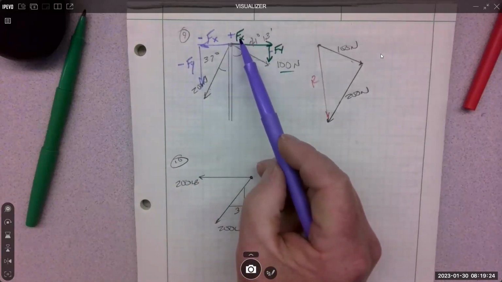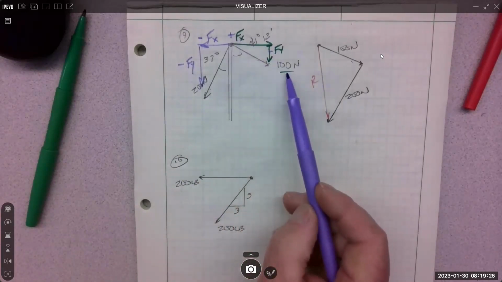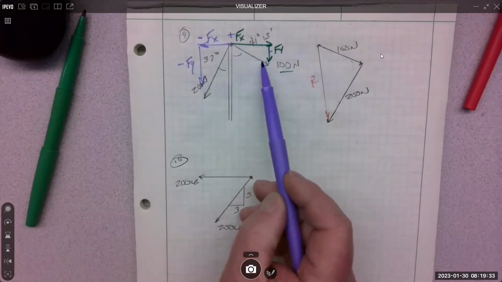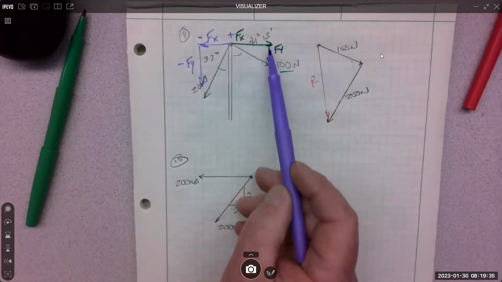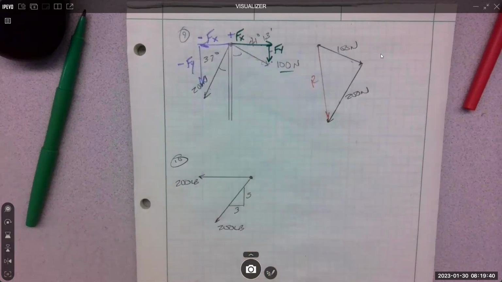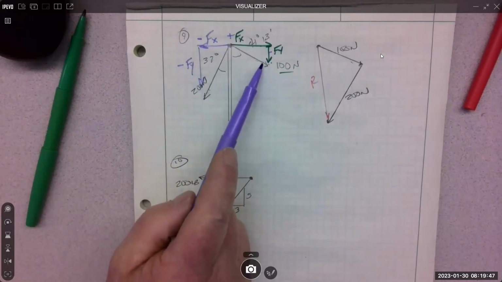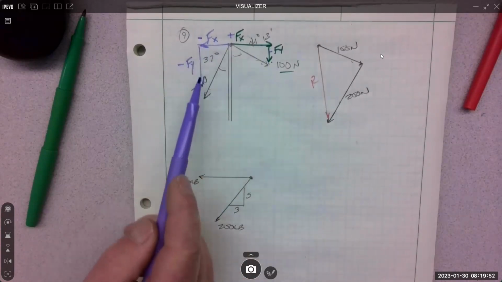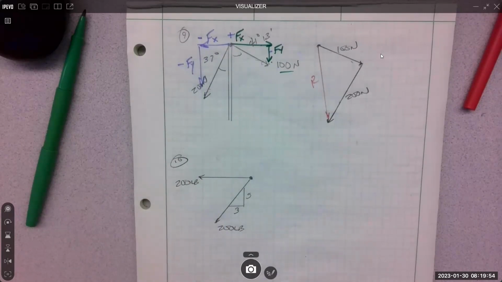Force. Force in the X. This is a force, a 100 Newton force, right? So this is the X force for that vector, and this is the Y force for that vector. Force in the X, force in the Y, right? This has two effects, X and Y.